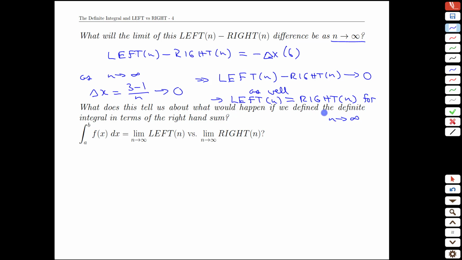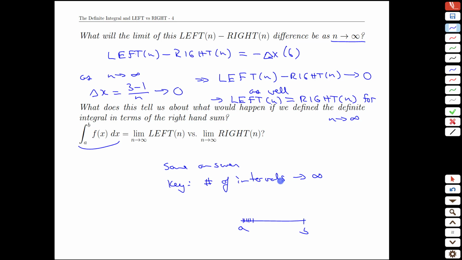What does this tell us about what would happen if we defined our exact area calculation, the definite integral, with the right-hand rule or right-hand sum instead of the left? We get the same answer. The key is the number of intervals used. As long as the number of intervals is going to infinity, then it doesn't matter what you do on each subinterval, how you calculate heights. They're going to get closer and closer together no matter what you do. We're focusing on the fact that we're using smaller and smaller and smaller intervals on our overall length that we're integrating over.